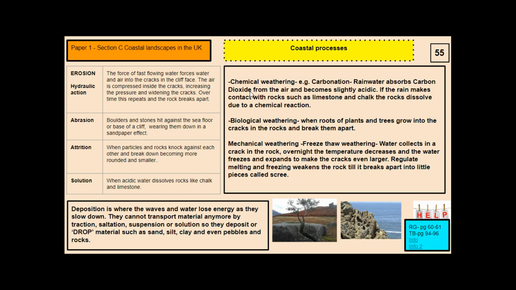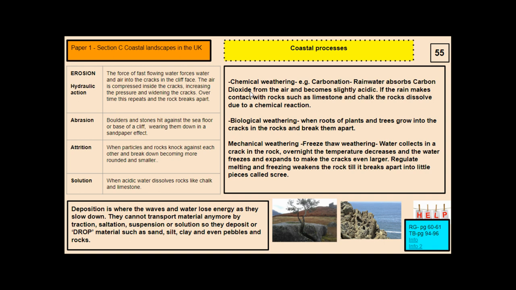When that happens over and over again, the melting during the day and the freezing during the night, the cracks gradually get wider and wider and wider until eventually the rock will break apart and fall down into a little pile, at the bottom of the hill or wherever it is on the cliff. We call those little piles of material scree.